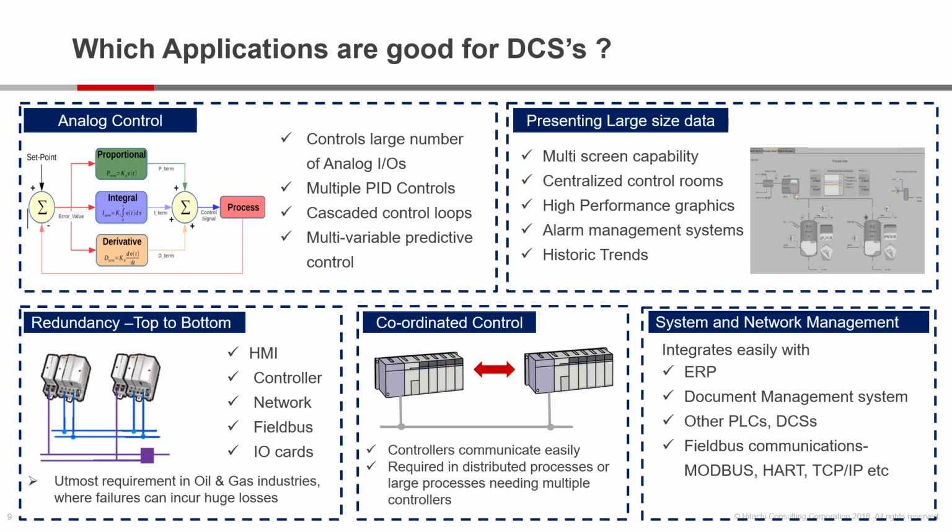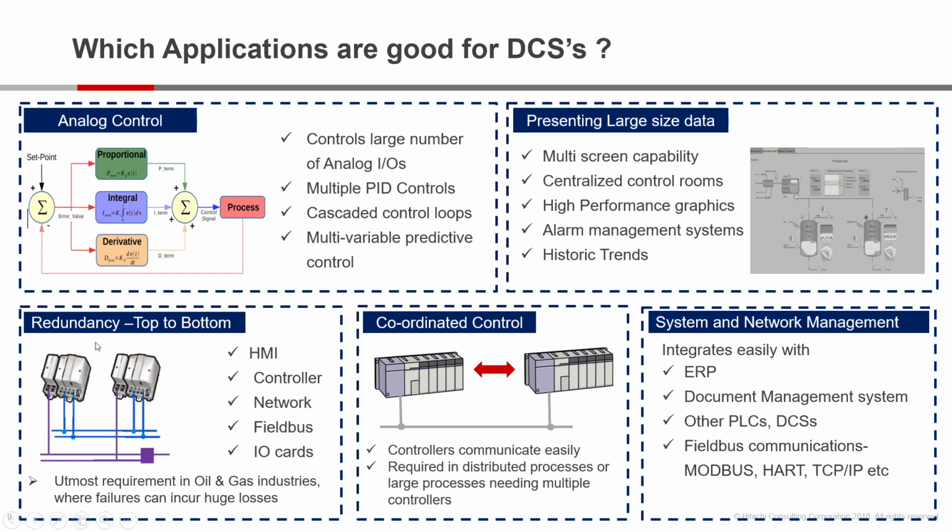Again, when you have cascaded control loops, as the logic gets bigger and bigger and the memory requirements get bigger, you switch to a DCS. Also, the next thing is presenting large size data. It's more visual, and the visualization features of DCS are far more wide and user friendly. So whenever you need a multi-screen capability, centralized control rooms, high performance graphics, an alarm management system, and you need to analyze historic trends, DCS is the way to go.